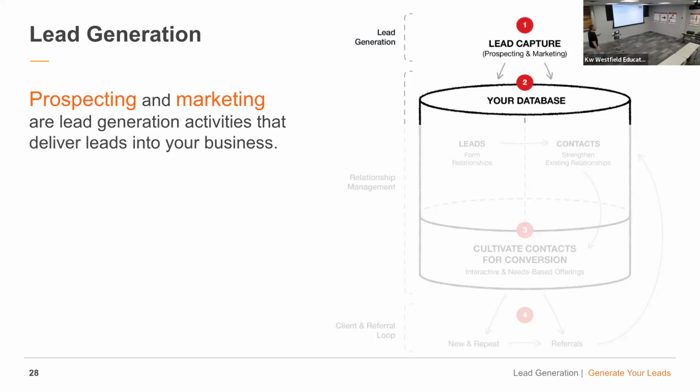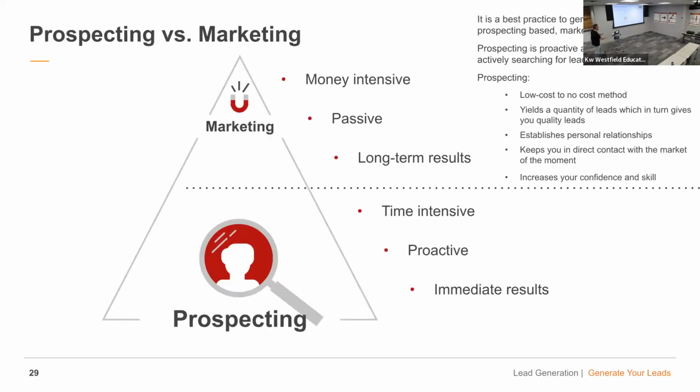Okay, so prospecting and marketing are lead generation activities that deliver leads into your business. Again, that's the top of the funnel. Quickly to talk about what prospecting and marketing are, or the difference in them. Marketing is money intensive. It's passive. An example is I buy a spot on a billboard, which requires money. It's passive because the billboard is working whether I am or not, and it leads to long-term results. I'm probably not going to get a call off the billboard the first day, but 6 months in, people see it enough, I'm probably going to get a call from the billboard, right?